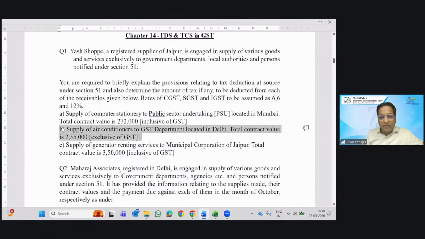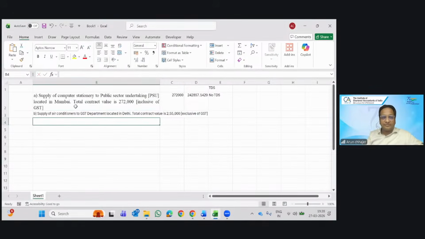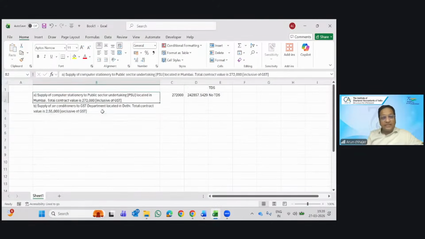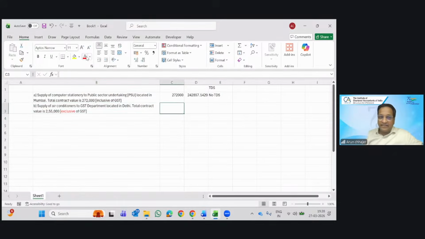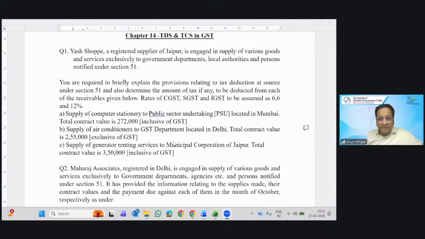Supply to the Delhi department, total contract value is 2,50,000. Now, what would be your answer? This time, this is exclusive of GST. Will the TDS be applicable? क्या TDS लगेगा? 2% is applicable. Now tell me, will it be IGST TDS or will it be C plus S TDS?